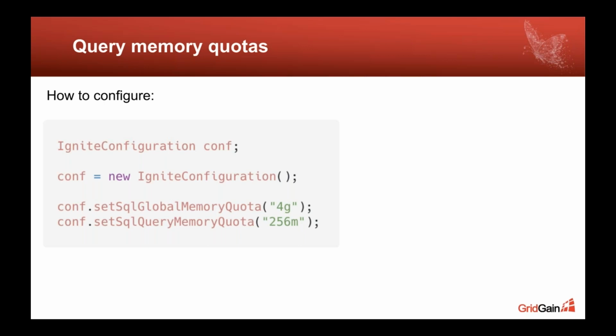And here is the SQL global memory quota. It limits how much memory all queries running on a single node can take. So when a query exceeds this limitation, an exception is thrown. It's a recoverable exception, so you can handle it in your code, for example, by rerunning the failed query. This way your cluster nodes will stay alive and the system will make progress.